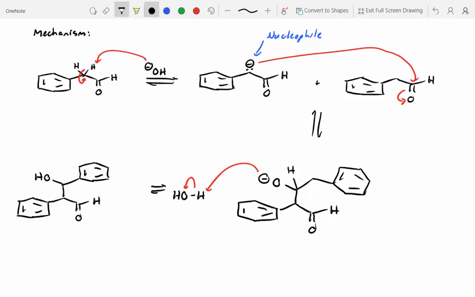Am I missing a carbon? Shoot. Oh, yeah. Thank you. That would have been embarrassing. I would have lost a point on that 5-point problem.